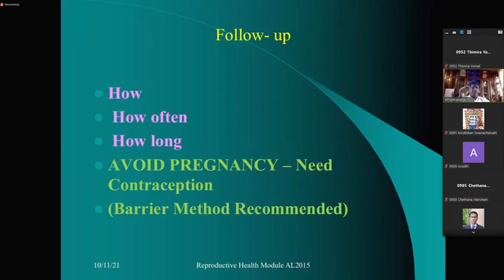Using the IUCD is generally not recommended because with an IUCD you can have irregular bleeding, and then it might interfere with your follow-up, because sometimes every time she comes with bleeding, you might think there is something going wrong, and then you might start interfering.